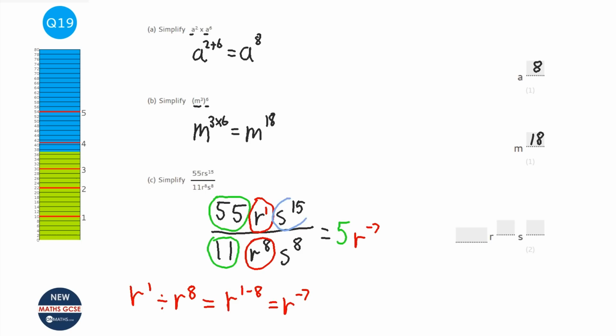Okay, now we're left with the s's, and it's the same thing with the s's. This time we're doing s to the power of 15 divided by s to the power of 8. So it's going to be s to the power of 15 take away 8, which is 7. So my answer would be 5 r to the power of minus 7 s to the power of 7.